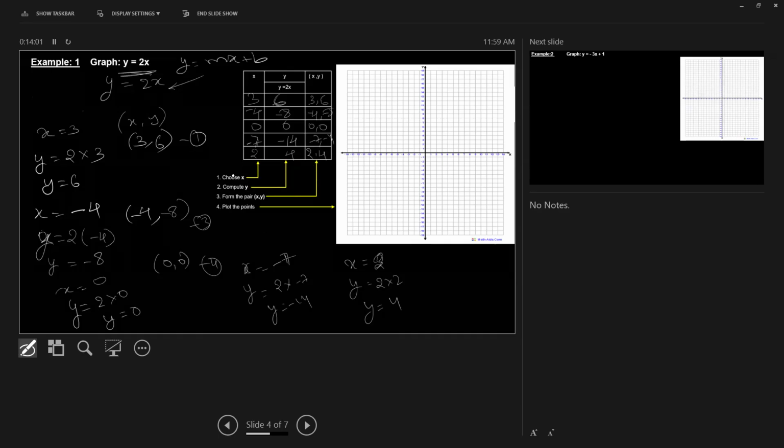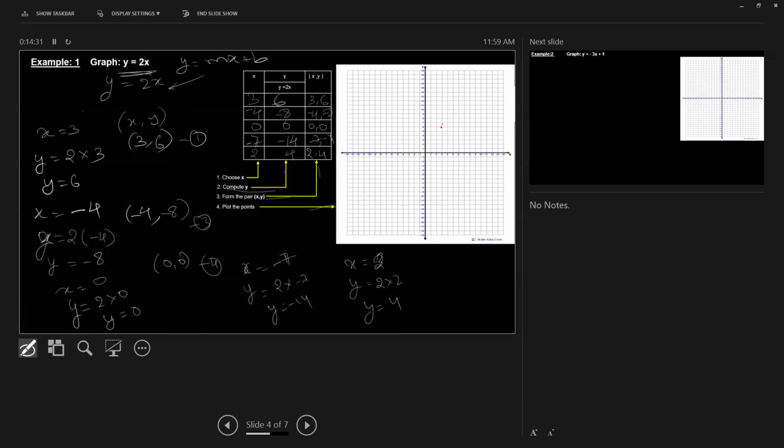So the first thing is to choose x, and next to compute y and form a pair, and then plot the points. So we're going to plot the points now. Let's plot the first one, which is 3 comma 6. So 3 and 6 is here.